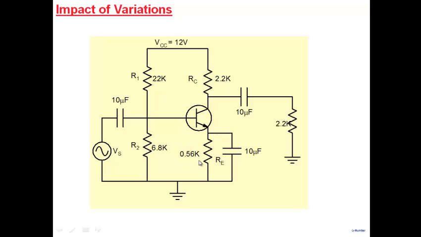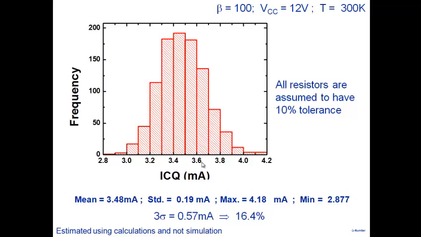Now what will happen to ICQ that I calculate? That will also be a random variable. So let me show you what happens to ICQ. Look at the value of ICQ. The nominal value of ICQ is 3.48. But because of just the 10% tolerance, it can go as high as, you can see here, all the variations in ICQ that are there: 3.4, 3.6, 3.84, and all of that. ICQ is also varying. Okay.